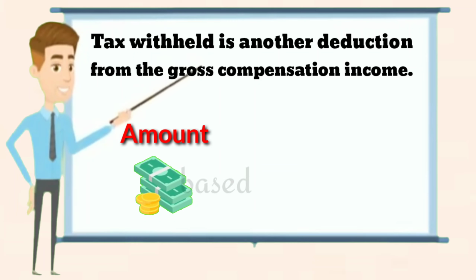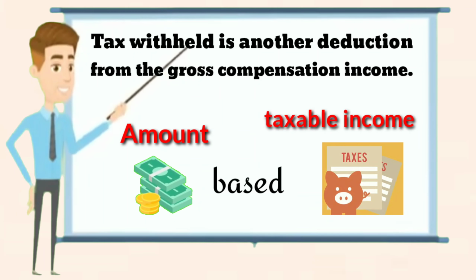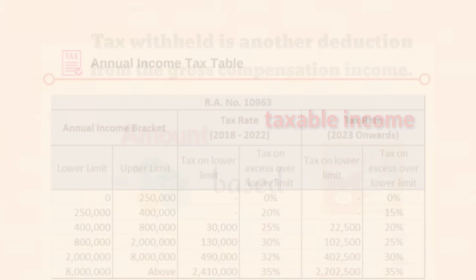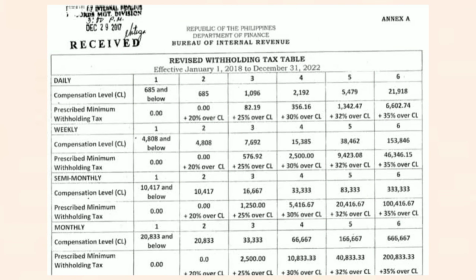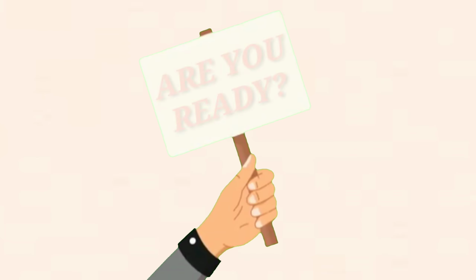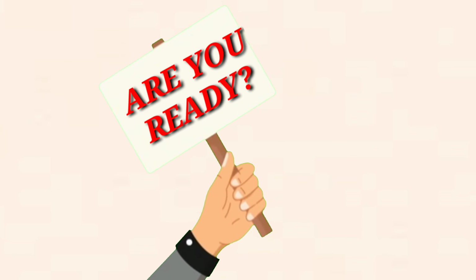The amount is based on the taxable income applied with the graduated withholding tax rates. Presented here in the table is the income tax table on an annual basis. This is used in determining the annual income tax due of an employee. As you can see in the revised withholding tax table, computing for taxes may be on a daily basis, weekly basis, semi-monthly basis, or monthly basis. Are you ready to apply all that we have discussed earlier?